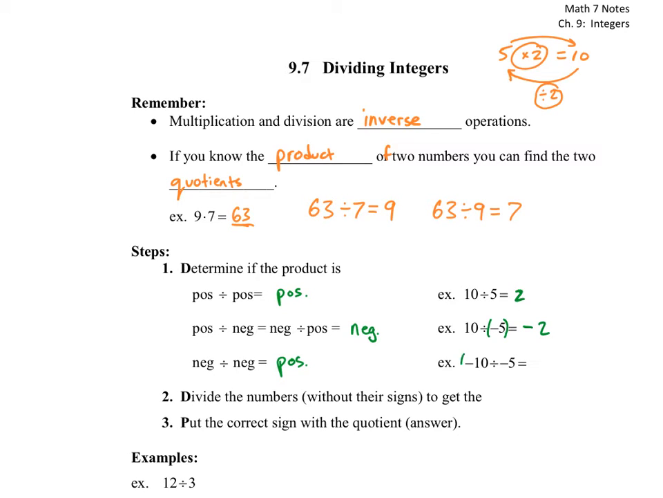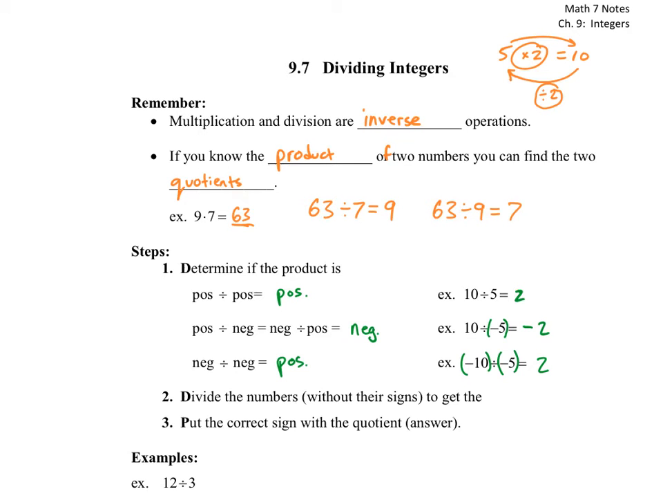All right, now here, I have two negative numbers. Those negatives are going to cancel each other out and leave me with a positive answer, but we don't write the plus in our final answer because that wouldn't be simplified. So we just know the answer is going to be positive, and 10 divided by 5 is 2.